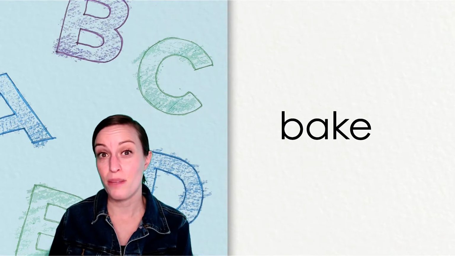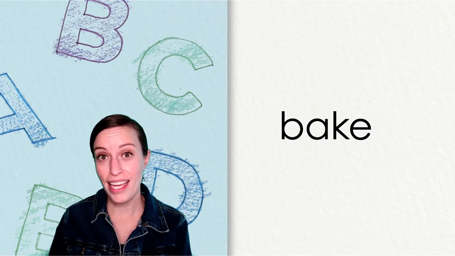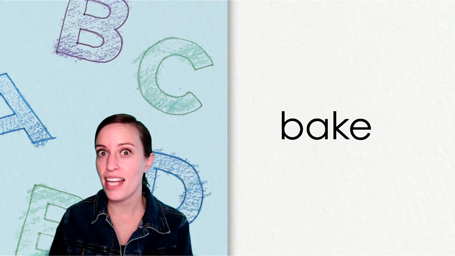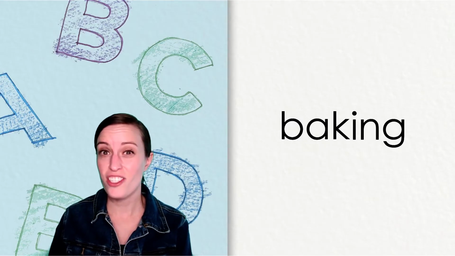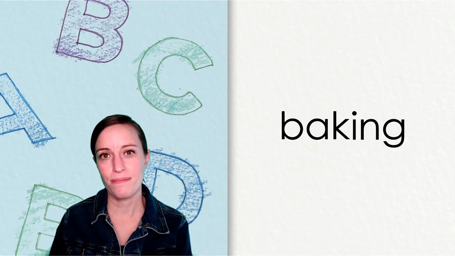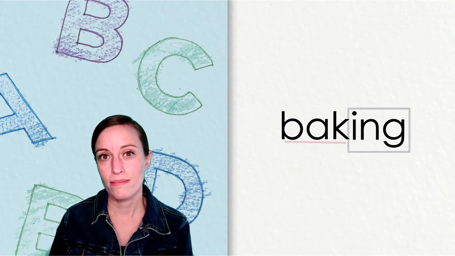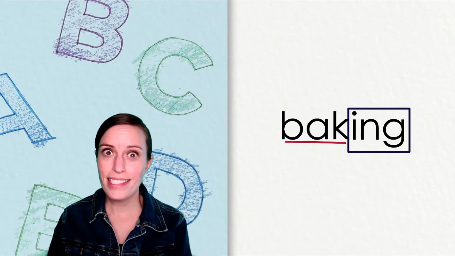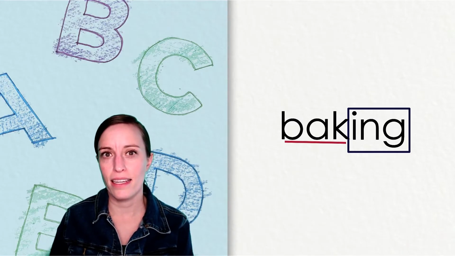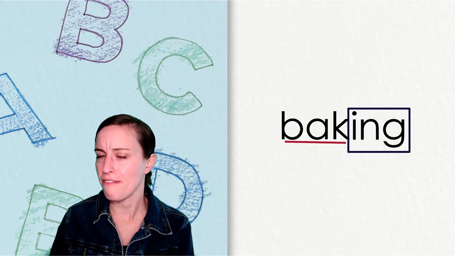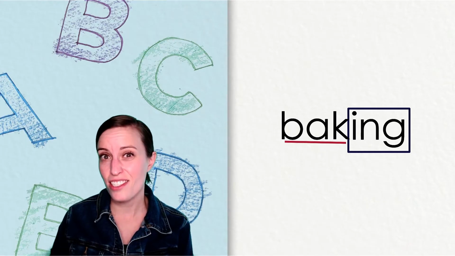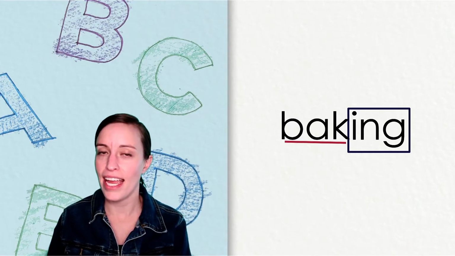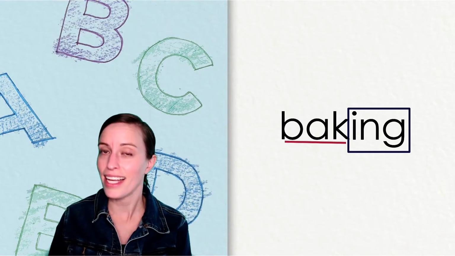If we want to change the base word bake to baking, we need to add the suffix ing. Did the base word change when we added this ending? It did. Bake is now missing its silent E. It must be working invisibly because the A is still saying its name. So the base word changed when we added the suffix ing. We took the silent E off.